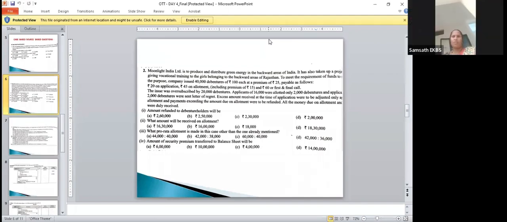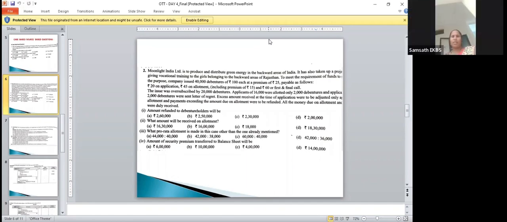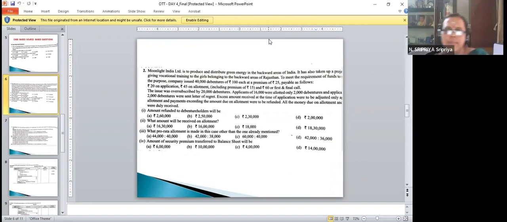Still 2,80,000 is excess. Out of which again 2,000 into 45, that is the allotment money that is due, which is going to be around 90,000 rupees. So out of 2,80,000, another 90,000 is also used. So remaining 1,90,000 is there. That 1,90,000 plus 2,000 debentures which were rejected, 2,000 into 20 for the 40,000 rupees, 2,30,000 rupees will be excess application money. Am I correct? That is right.